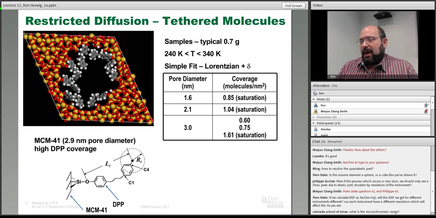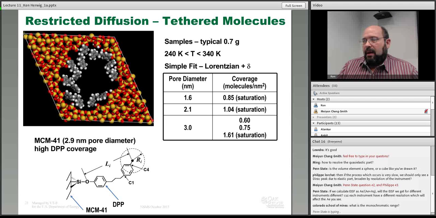Okay, what is the monochromatic range? I'm not quite sure what you're asking there. Do you want to know how monochromatic the beam is? That is, its wavelength resolution?